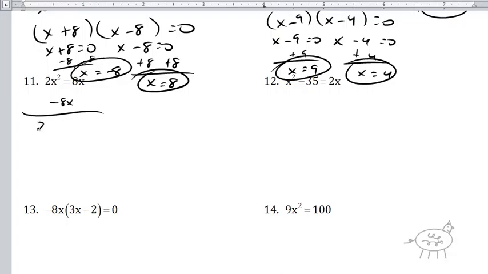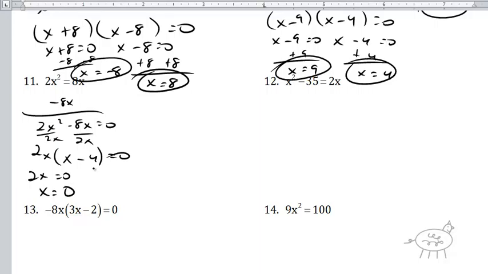Okay, not bad. This one I'm going to subtract the 8x over to this side. So you wind up getting 2x squared minus 8x equals 0, and factor a 2x out. So 2x times x minus 4 equals 0. So 2x equals 0, x equals 0, and x minus 4 equals 0. Add 4, x equals 4. Okay, 4 and 0. Not bad, not bad at all.